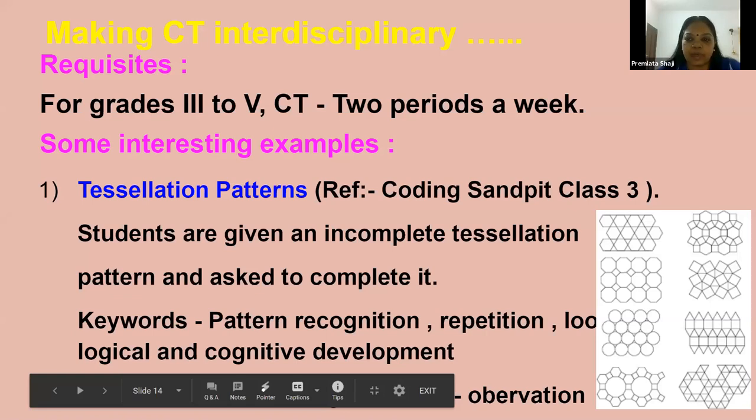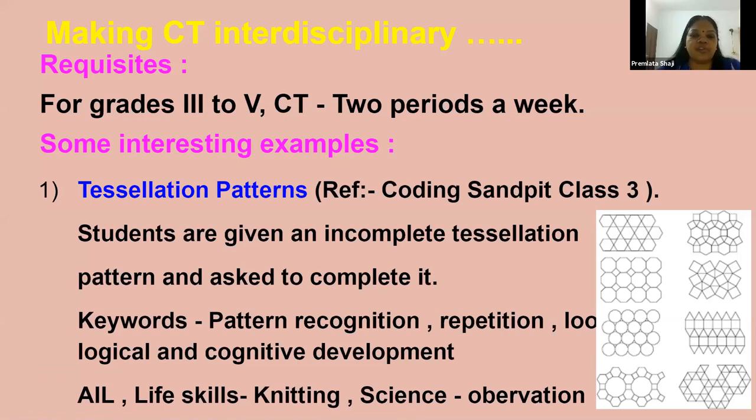I hope the screen is visible now. You can see the tessellations. The incomplete tessellations are given, and students are asked to complete them, right? So what the child does in the process is he observes the pattern, he sees the repetition. So a logical and a cognitive development does take place. Now you can associate this with, even now, those of you who are attached to CBSE schools, they are promoting a lot of art integrated learning, life skills. So we see a lot of relevance in this.